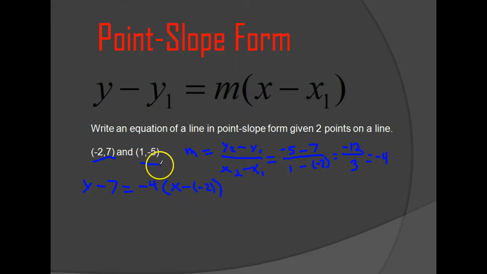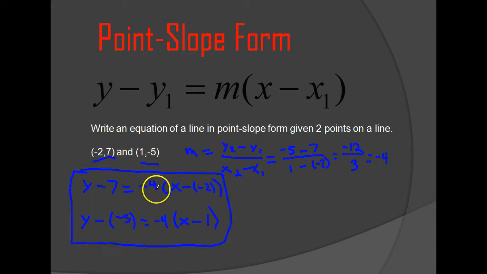Right, now I'm going to go and use the second point. y minus, my y value is negative 5, equals m, negative 4, times x minus my x value, 1. And now I have 2 equations in point-slope form. Both of them would be correct.